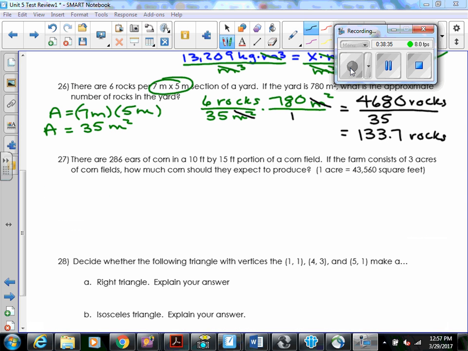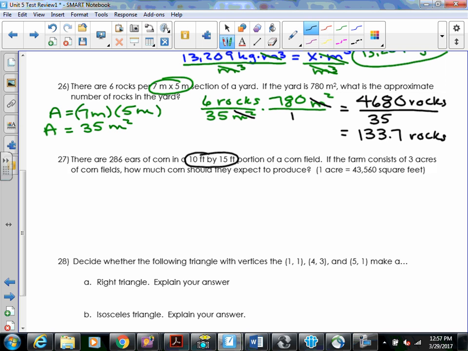Okay, for number 27, this problem is going to require you to do several of these with the stoichiometry, dimensional analysis type of problem. That's what this is. So you're going to have to do quite a bit of conversions here. So it starts off by telling us that we have 286 ears of corn in a 10-foot by 15-foot portion of a cornfield.